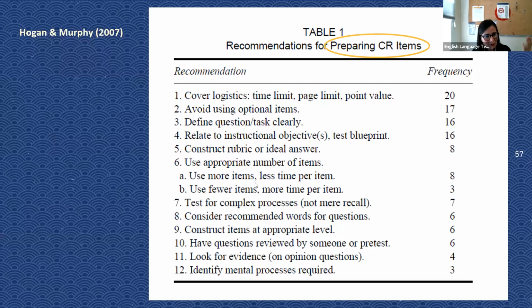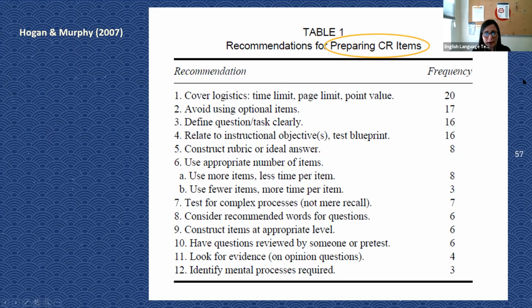In terms of if you have more items, less time per item; if you have fewer items, more time per item, right? And I think number 12 is so important. Identify mental processes required. It will feed the time limit that you're giving the student, right? It's important for everything else. So I don't understand why it only showed up as a recommendation in 3 out of 25 sources. I think the mental processes required to answer the task should be on our priority list, right?